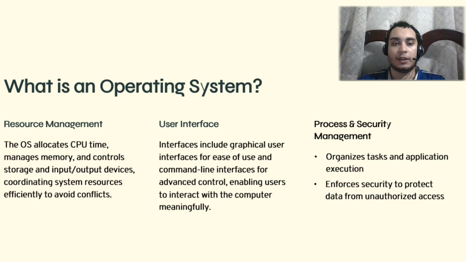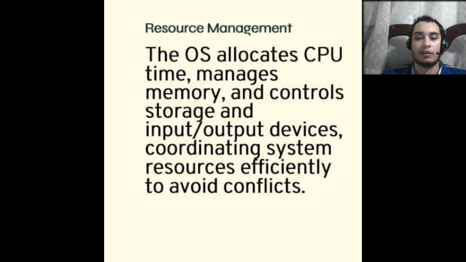What is an operating system? An operating system is system software that acts as a bridge between the computer hardware and the user. Its main purpose is to manage hardware and software resources and to provide a stable environment where applications can run. Resource management: the OS manages the CPU, memory, storage, and input-output devices.